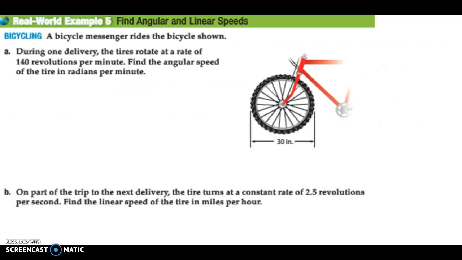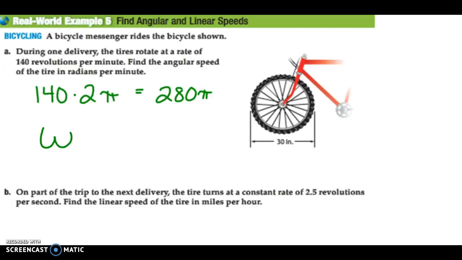So let's look at this example right here, example 5. Find the angular and linear speeds. During one delivery, the tires rotate at a rate of 140 revolutions per minute. Find the angular speed of the tire in radians per minute. So, if we know that we have 140 revolutions per minute, we need to figure out what that is in radians. 140 revolutions times, remember radians, all the way around a circle, one revolution is 2 pi. So this ends up being 280 pi. Okay, that's what it is in radians.